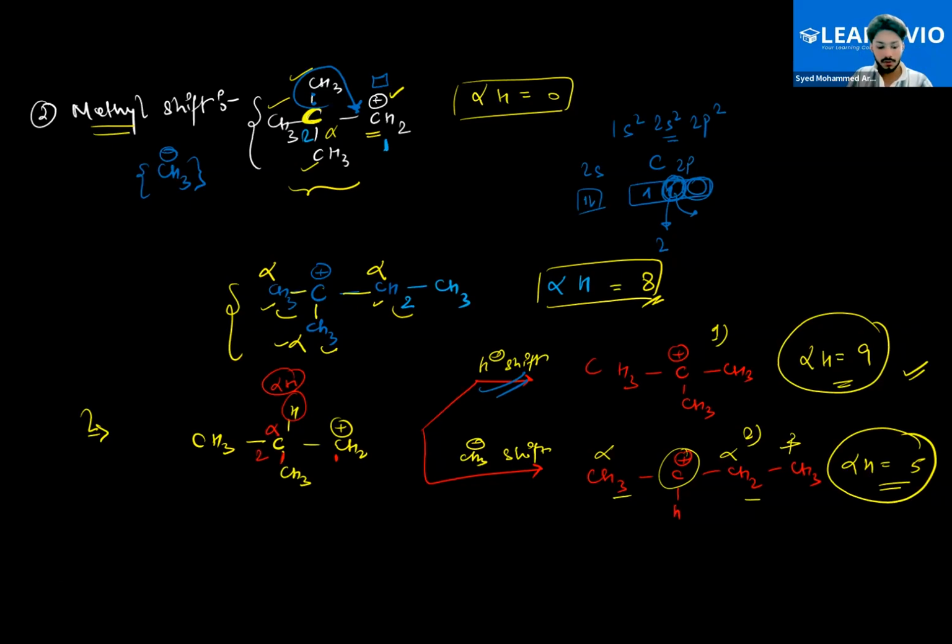Okay. So the next thing will be ring expansion. This is another way of rearrangement, ring expansion. What is ring expansion? This is also a type of rearrangement in order to achieve the stability.